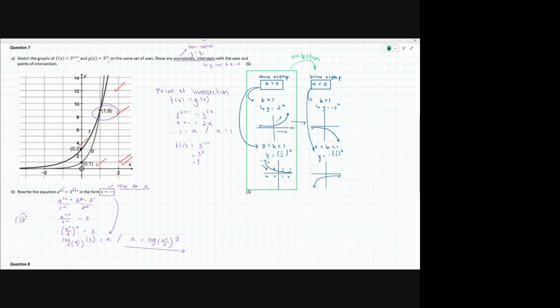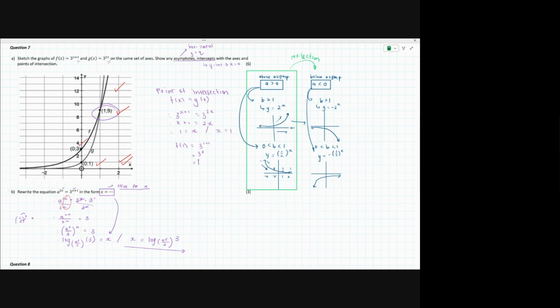In terms of the next question, this was only a 3-mark question. The question said, write this equation in the form of x. So that means we need to solve for x. What we want to try and do is group the x's together. That's why I divided both sides by 3 to the power x, so at least I had the x's both on the left-hand side.